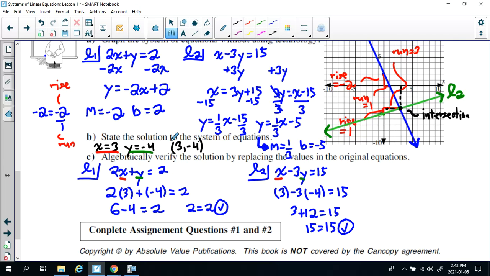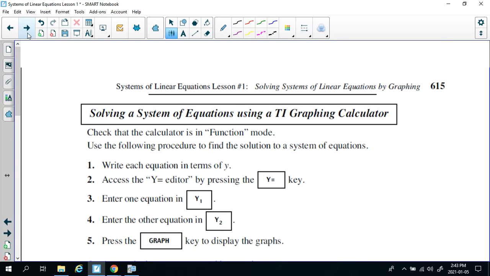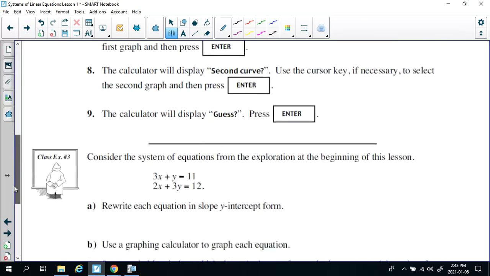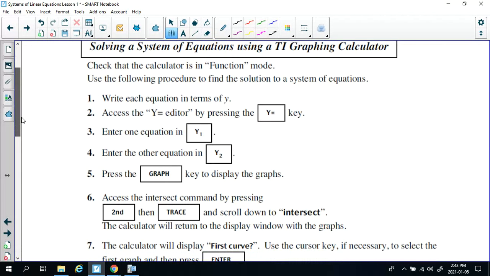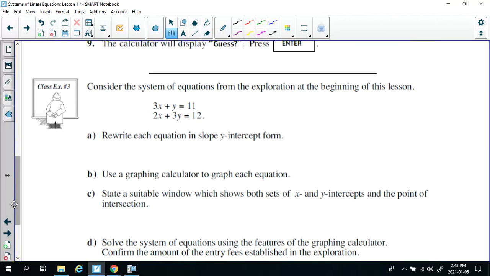Now, this was doing it graphically by hand. Turns out we can also use our calculator to help us do this as well. The calculator has a built-in function that can actually tell us what the intersection point is. Rather than just going through all these steps right here, I'll do the example, and as I go through the example, I'll just talk about the steps as I go through it.